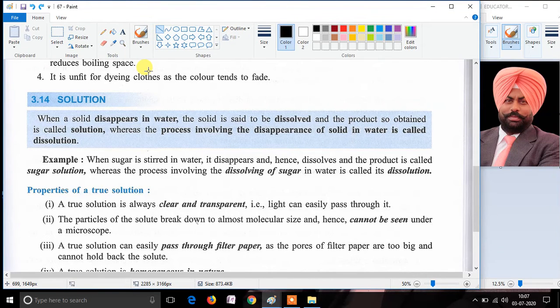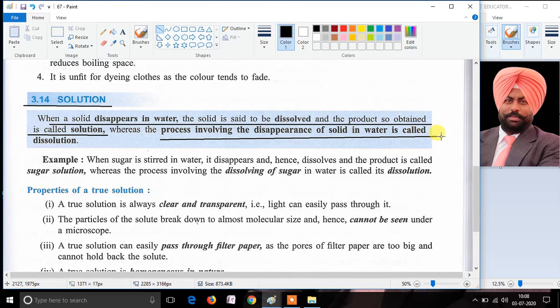Here we are going to discuss the topic solution from chapter water for class 9th ICSE. You must have seen that whenever a solid is dissolved in liquid, the solid disappears. And whenever a solid is dissolved in water, some solids disappear in water. The solids which disappear in water are said to be dissolved, and the product obtained after the dissolution of this solid in water is called solution. And the process of disappearing of the solid in the water is called dissolution.